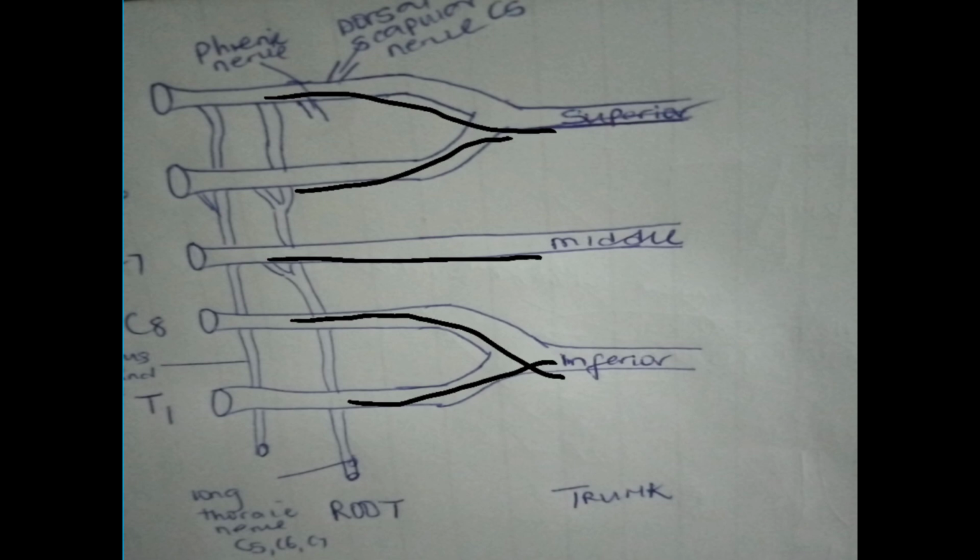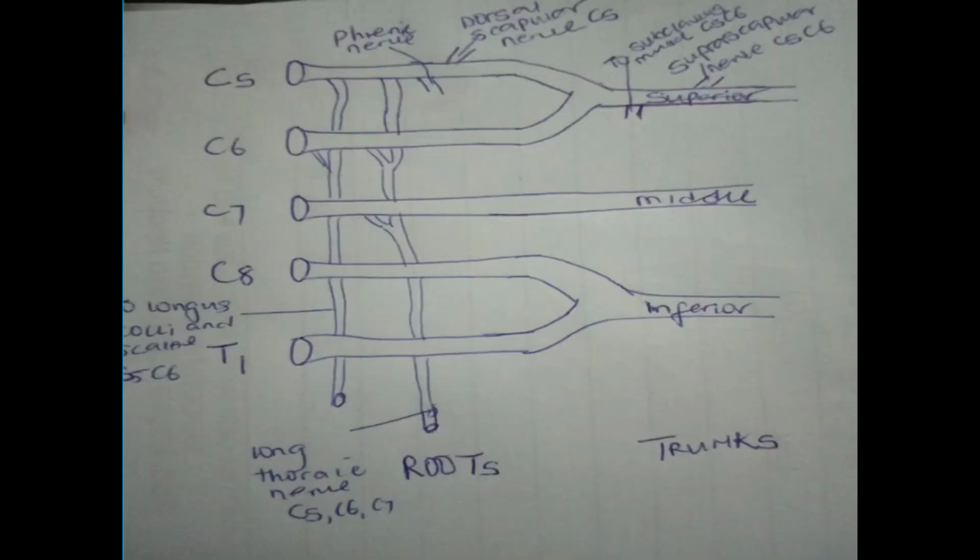The trunks of the brachial plexus have pre-terminal branches. The pre-terminal branches are: number 1, the nerve to subclavius from the superior trunk. Also from the superior trunk, we have the suprascapular nerve, root value C5 and C6. This nerve innervates the supraspinatus and the infraspinatus. The middle trunk and the inferior trunk have no pre-terminal branch.